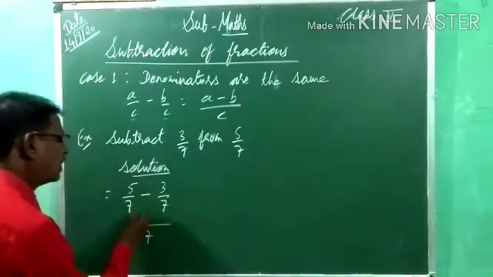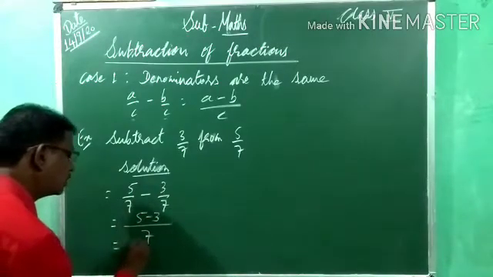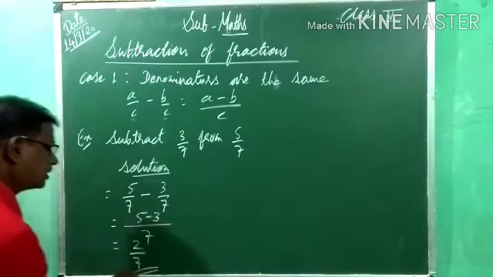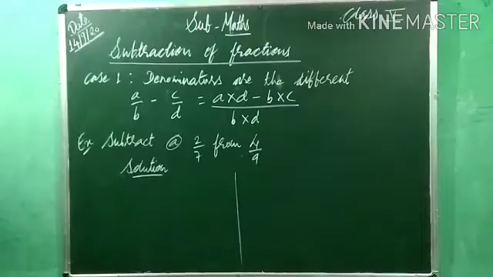Now the denominators are the same, so write 7 only one time. Now 5 minus 3. 5 minus 3 is how much? 2. So 2 by 7. Understood? Now the answer is 2 by 7. If it is possible to convert into lowest terms, we can convert it, but it is not possible here. So 2 by 7 is the answer. Note down.